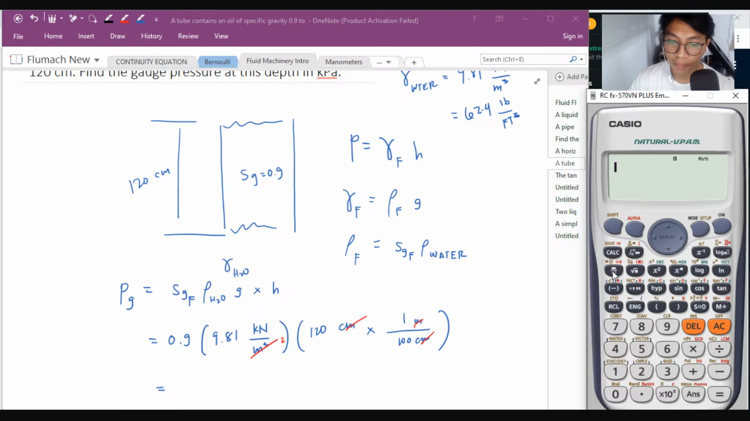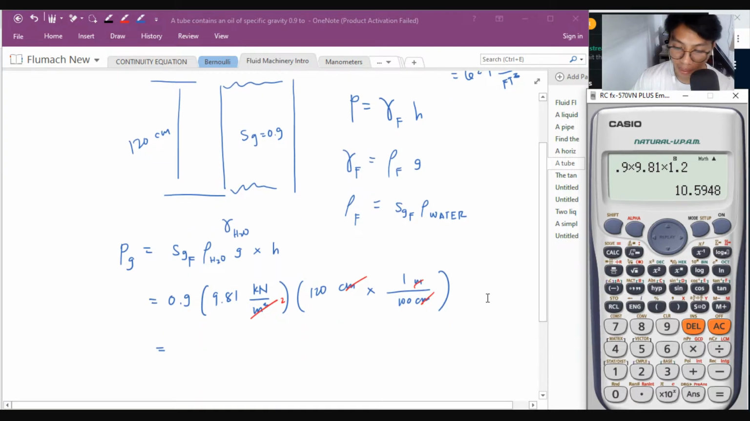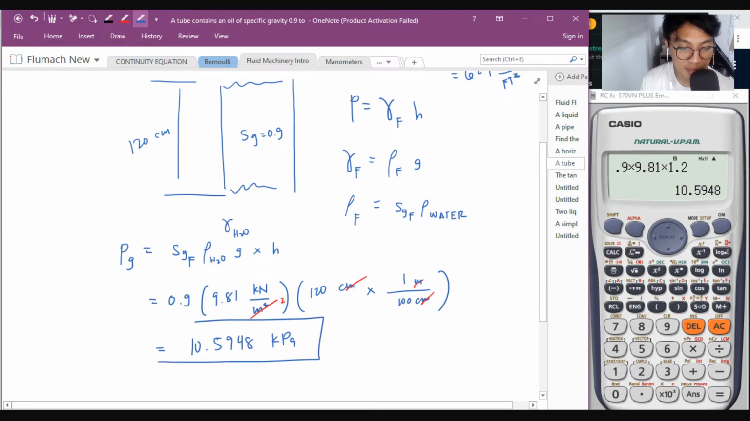You now have the gauge pressure in kPa. That is 0.9 times 9.81 times 1.2. The answer is 10.59 kPa. Very basic. Okay, that is for problem number 5.